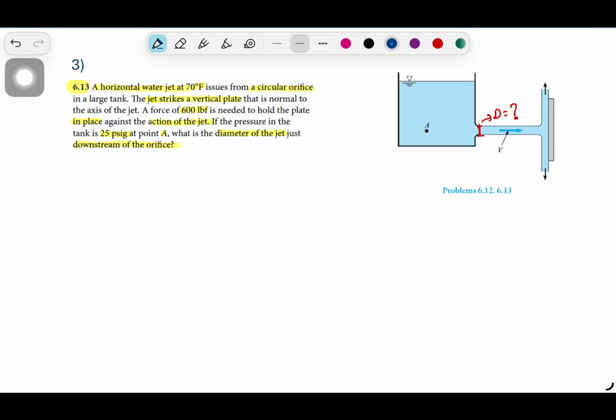So actually, this question will be very similar to the previous one because we have a system and we have an outflow, we have momentum, we have force. So mostly we will follow the same methodology. So let me write a few things. First of all, PA is 25 psig. So pressure is 25 psig here.